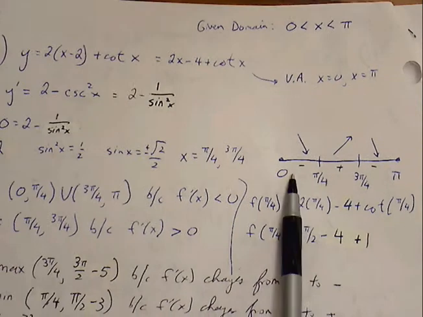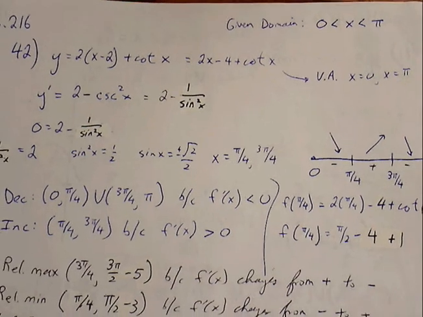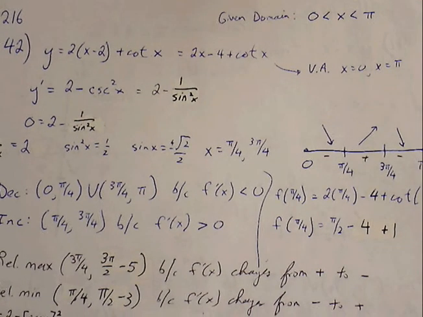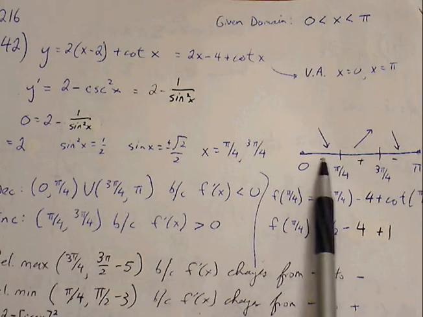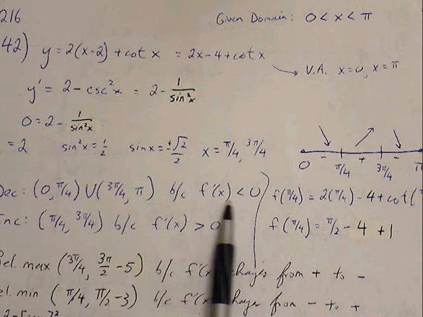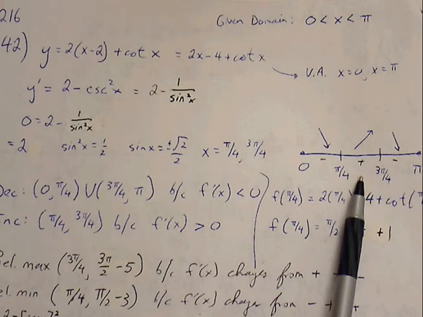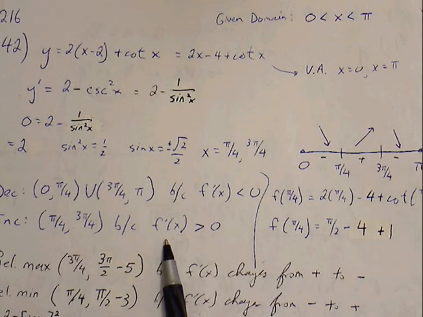Okay? Based off the sign line, I can write statements about decreasing and increasing intervals. So decreasing in these two intervals. Okay, so I write that because f prime is less than 0. Increasing in this interval from pi over 4 to 3 pi over 4 because f prime is positive.